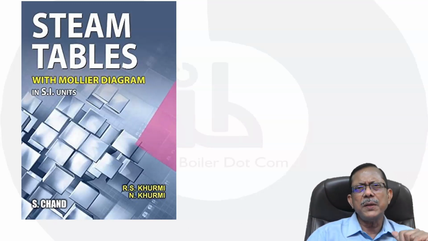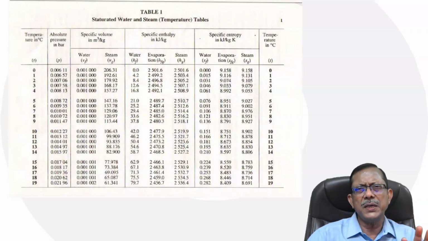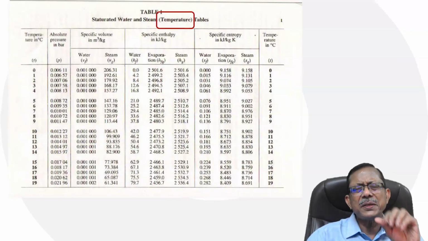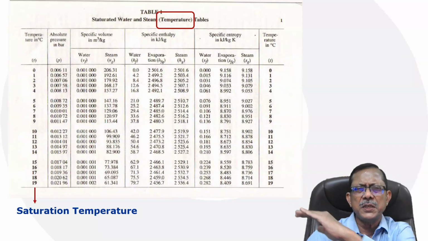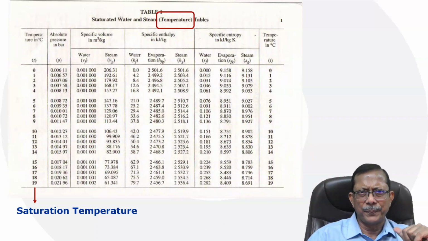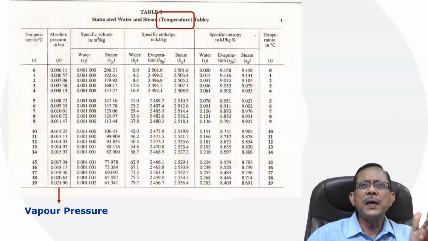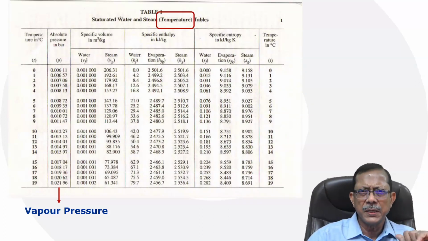So in a steam table, the first table you are going to see is a temperature based steam table. In this, the first column is the saturation temperature. This is the saturation temperature against which various properties of steam have been given. So let us first know what the various properties given are. The second column in this table 1 will be the corresponding vapor pressure, the pressure for which the saturation temperature is taken as the reference. That will be the second column.